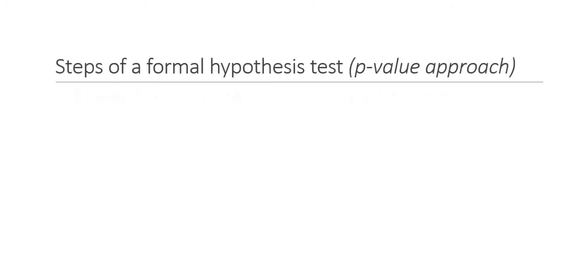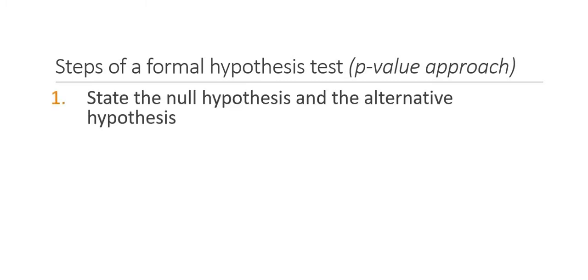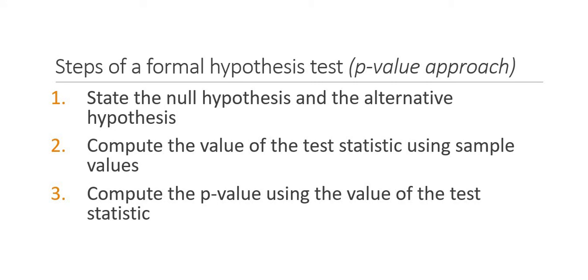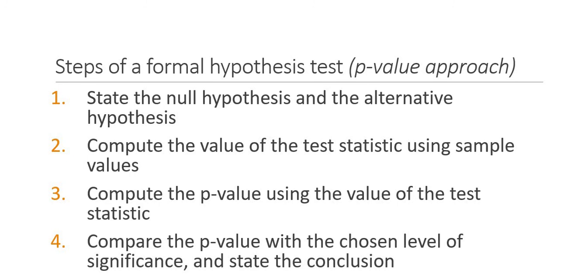So these are the steps of a formal hypothesis test in a p-value approach. Number 1, state the null hypothesis and the alternative hypothesis. Number 2, compute the value of the test statistic using sample values. Number 3, compute the p-value using the value of the test statistic. Number 4, compare the p-value with the chosen level of significance and state the conclusion.